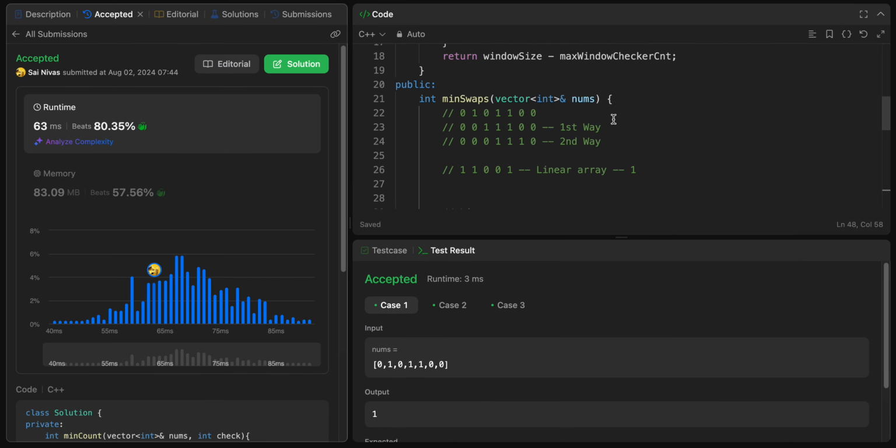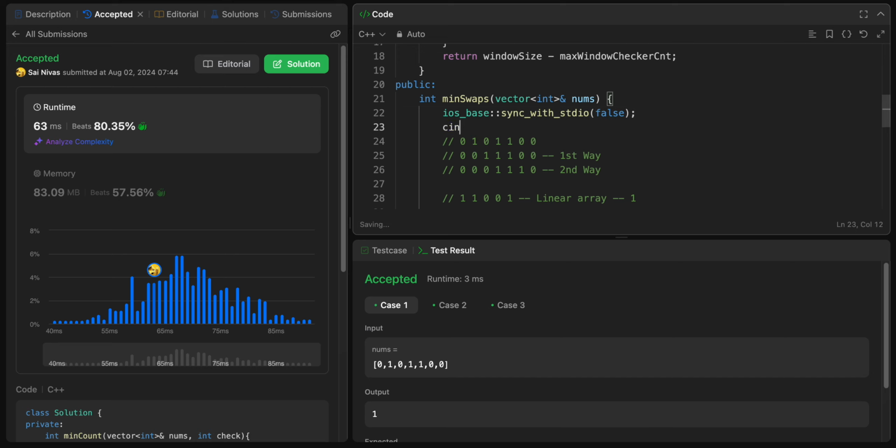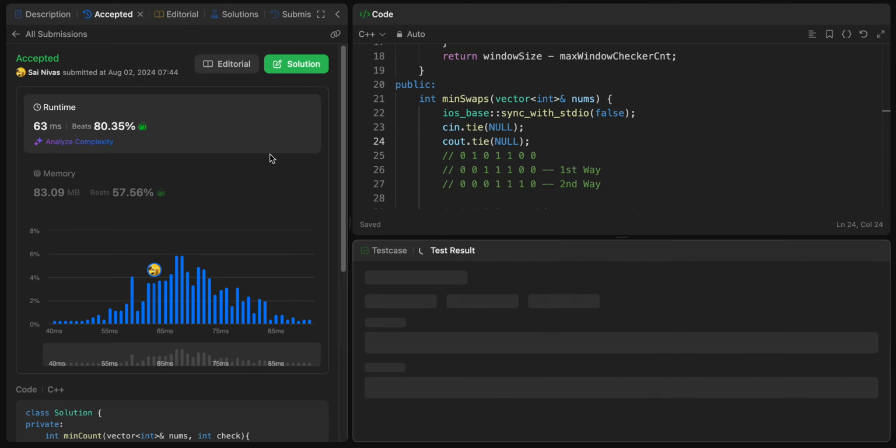To improve the time taken, you can specify that the headers of C are not to be included in C++, so I can set syncing with stdio to false because I'm not performing any cin or cout. This will fairly improve our time taken. So let's check this out.